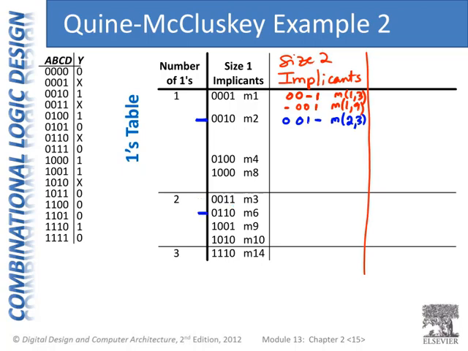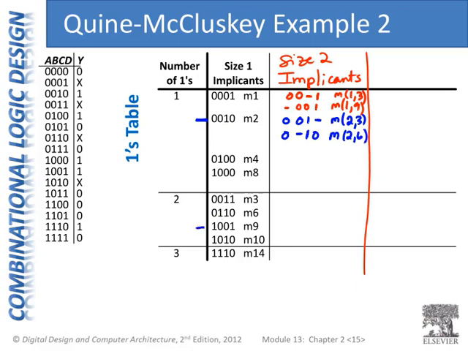Minterm 2 and 6, we get a difference in B. C is the same, and D is the same. So we can use combining here. We get 0, don't care, 1, 0. This is for combining minterms 2 and 6.